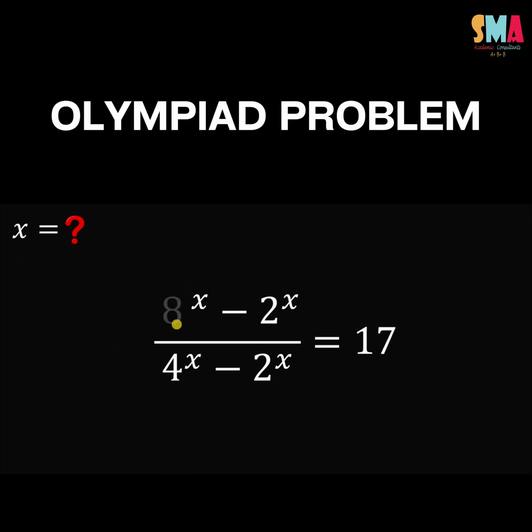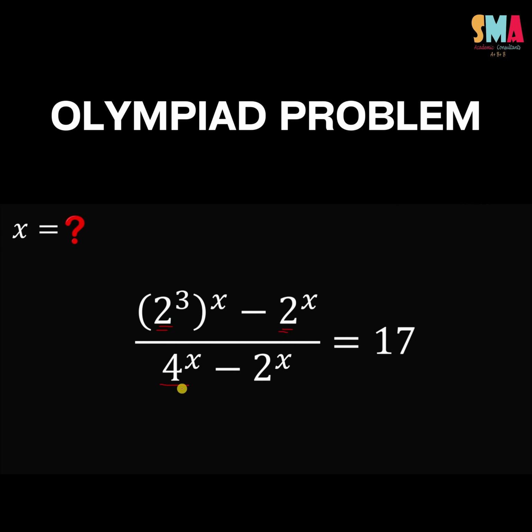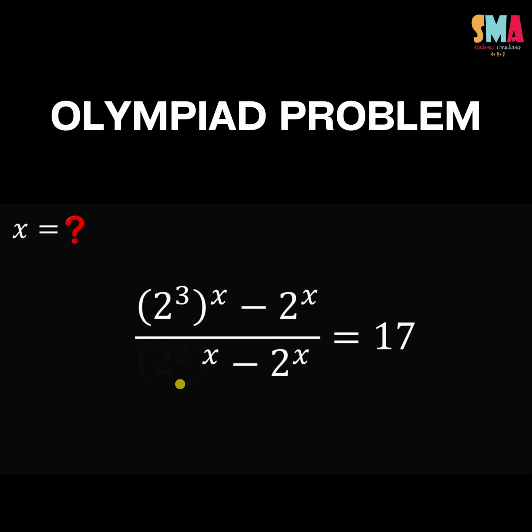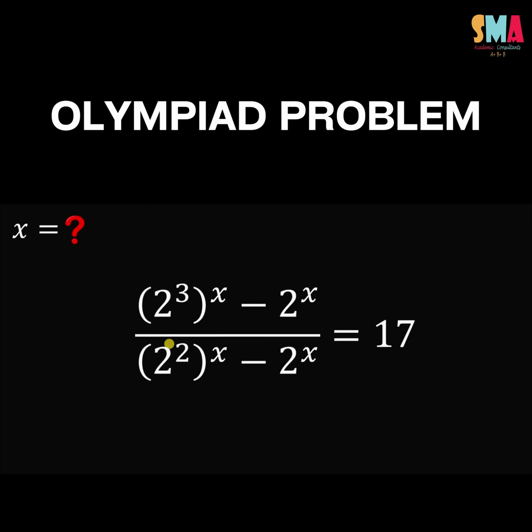or simply this 8. This 8 can be written as 2 raised to the power of 3. Now, what we're going to do is to make all bases the same. So, 4 can be written as 2 raised to the power of 2. Now, let's use this law of exponent. If we have b raised to the power of a, raised to the power of c, this can be written as b raised to the power of c, raised to the power of a. So, we can interchange their exponents.